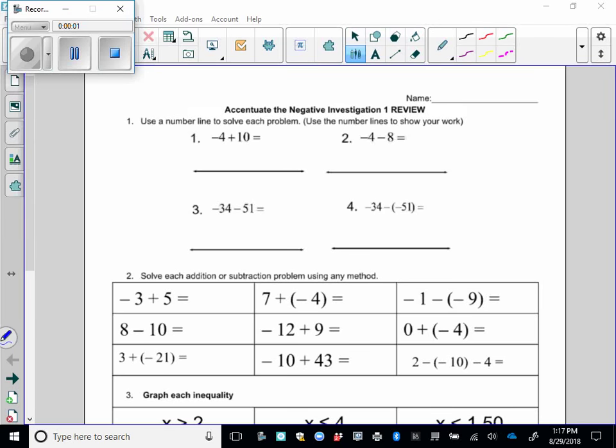To go through this review for our quiz tomorrow. Since I have a cross-country meet today, I just want to have a little video review. So we're going to use a number line to solve each problem.